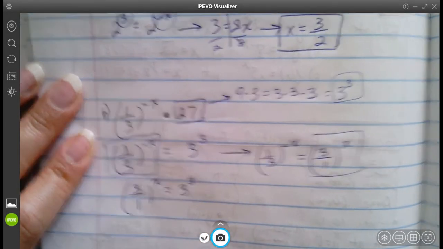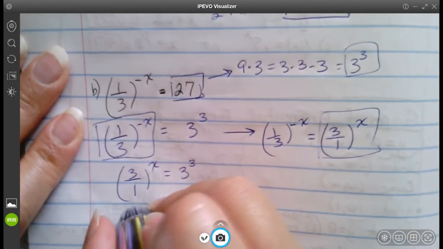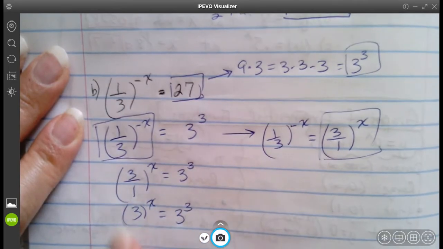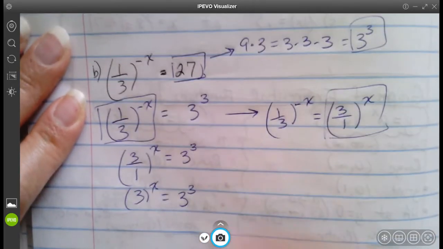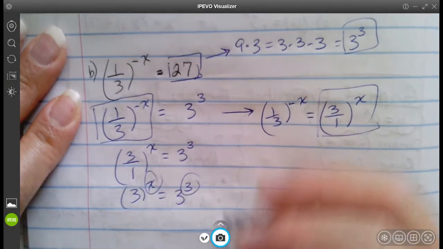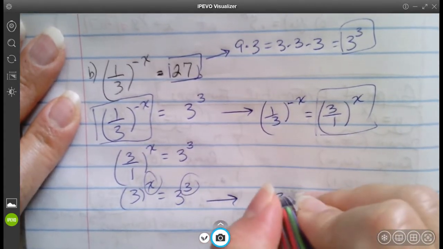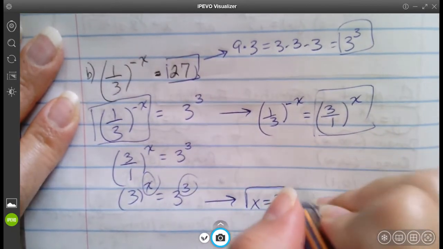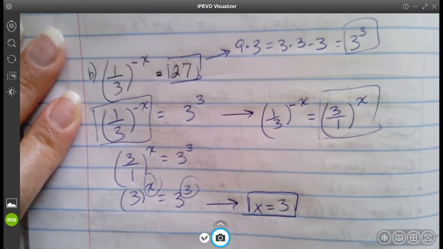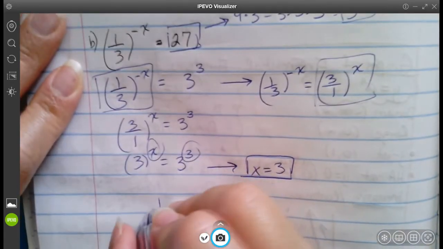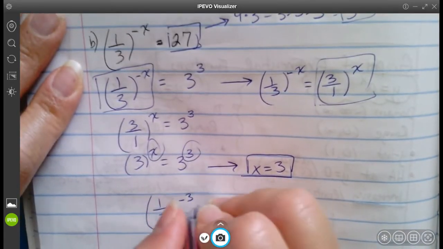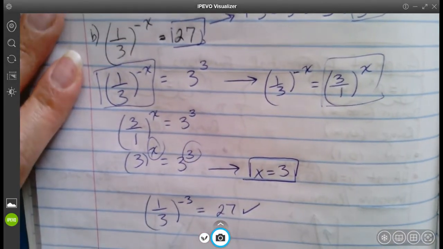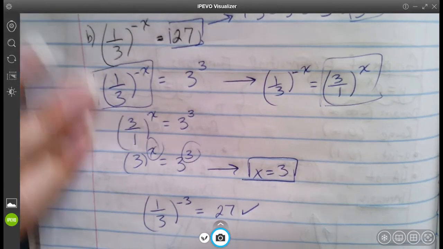You can kind of see what the answer is already because 3/1 is just 3, right? So 3 to the x power is equal to 3 to the third. The bases are the same, so all I have to do now is look at the exponents, which means that x is equal to 3. If you were to plug this in to check it, 1/3 to the power of negative 3, you plug it into the calculator, you're going to get 27. And that's it for that one.